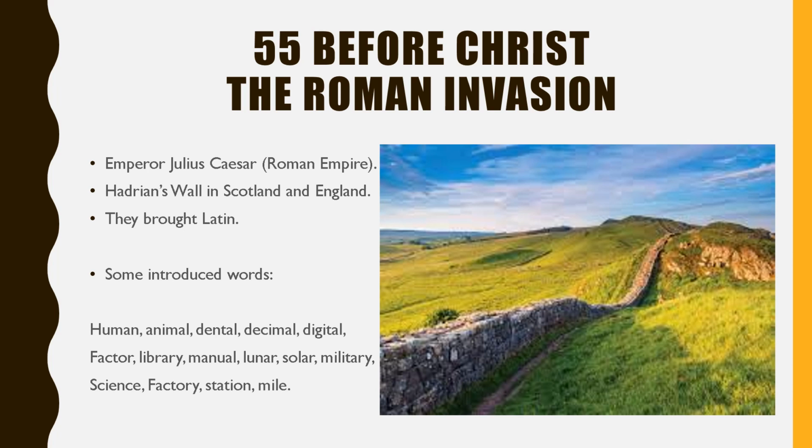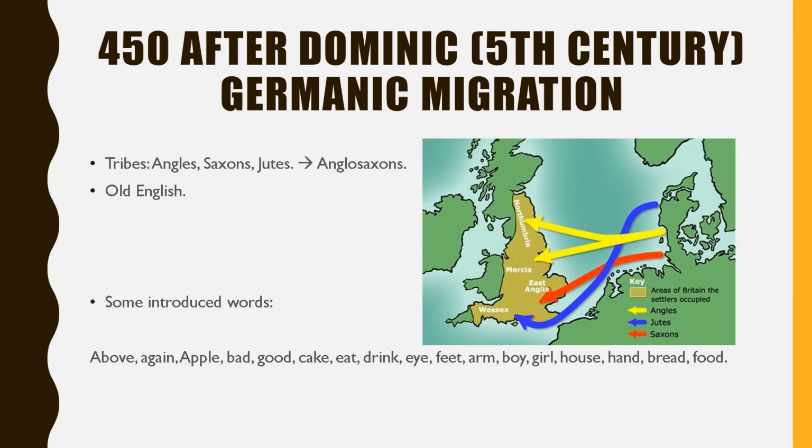Okay, let's move on. Later in 450 AD, that's what AD means, Anno Domini, which is another calendar. So for us, for Colombian people, we would say 450 after Christ. So let's say just the 5th century. During the 5th century, there was the Germanic migration.